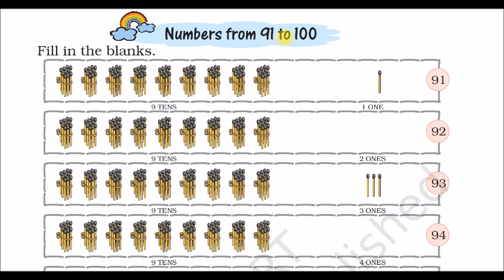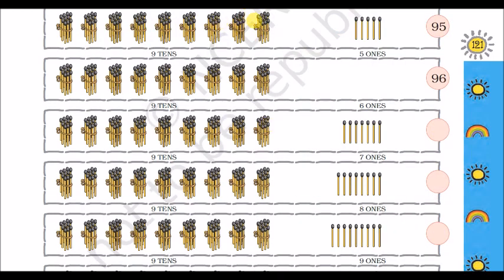Numbers from 91 to 100. 9 tens and 1, 91. 9 tens, 90 plus 2, 92. 9 tens, 90 plus 3, 93. 9 tens, 90 plus 4, 94. 9 tens, 90 plus 5, 95. 9 tens, 90 plus 6, 96.